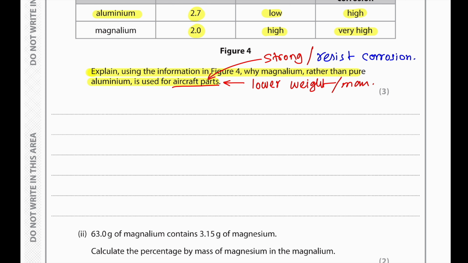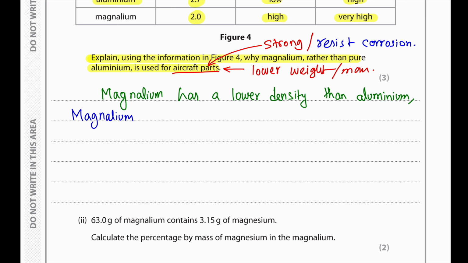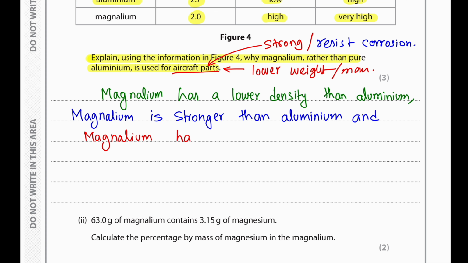So the way we can write this answer is that magnesium has a lower density than aluminium. Then we can say magnesium is stronger than aluminium. And finally, we can make a comment, magnesium has a higher resistance to corrosion than aluminium.